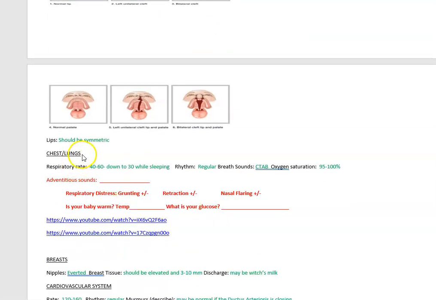The lips should be symmetric. When you look at them, one side should not be drooping. They should be symmetric right to left, left to right, upper to lower.